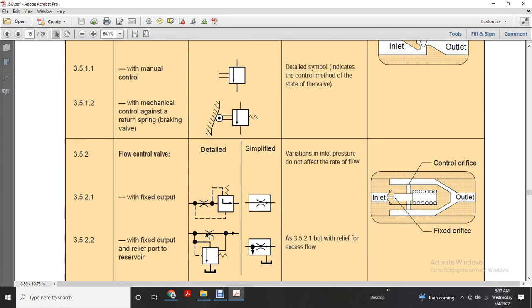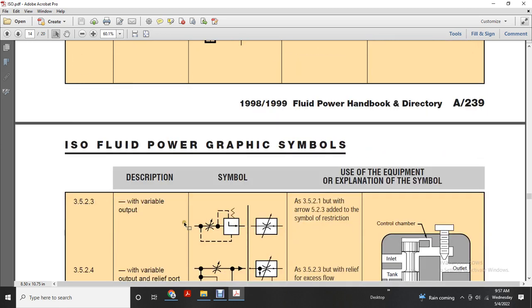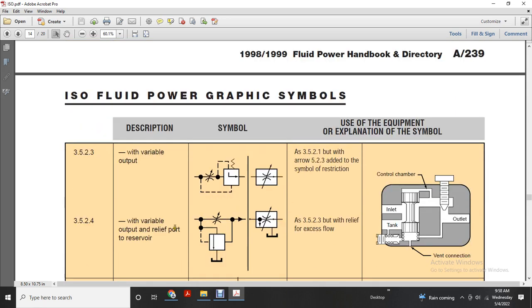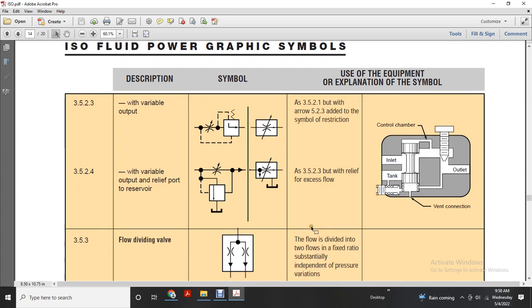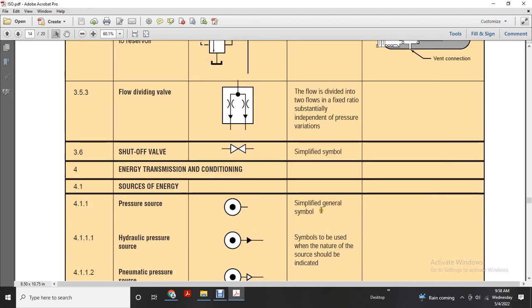Fixed output, relief port to the reservoir, but relieving excessive flow. With variable output, with an arrow added to the symbol of the restriction, with a variable output relief port to reservoir, but with relief of excessive flow. Flow divided into two flows, fixed ratio, substantially independent of pressure variation. Shut-off valve, simplified.